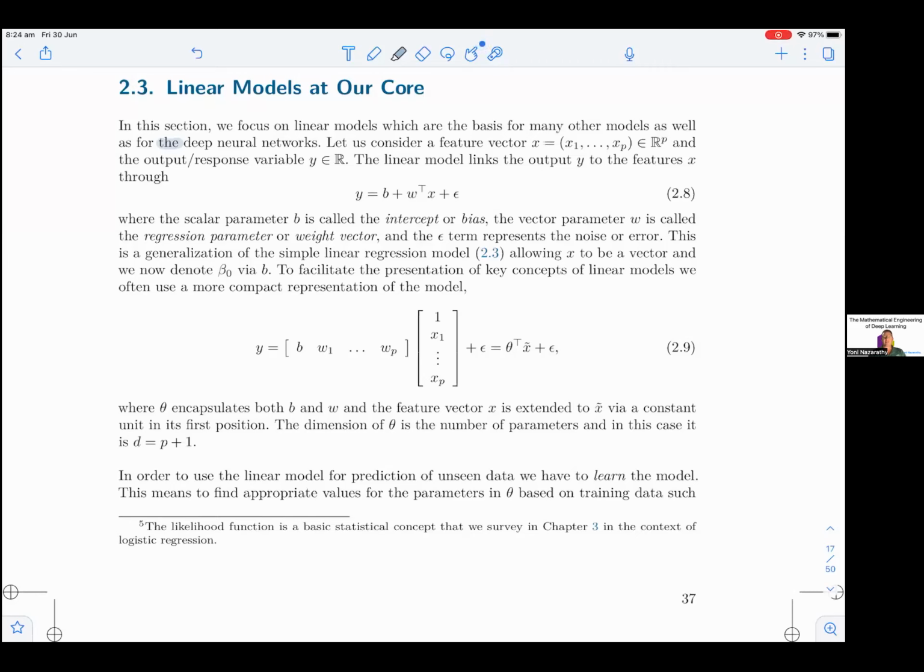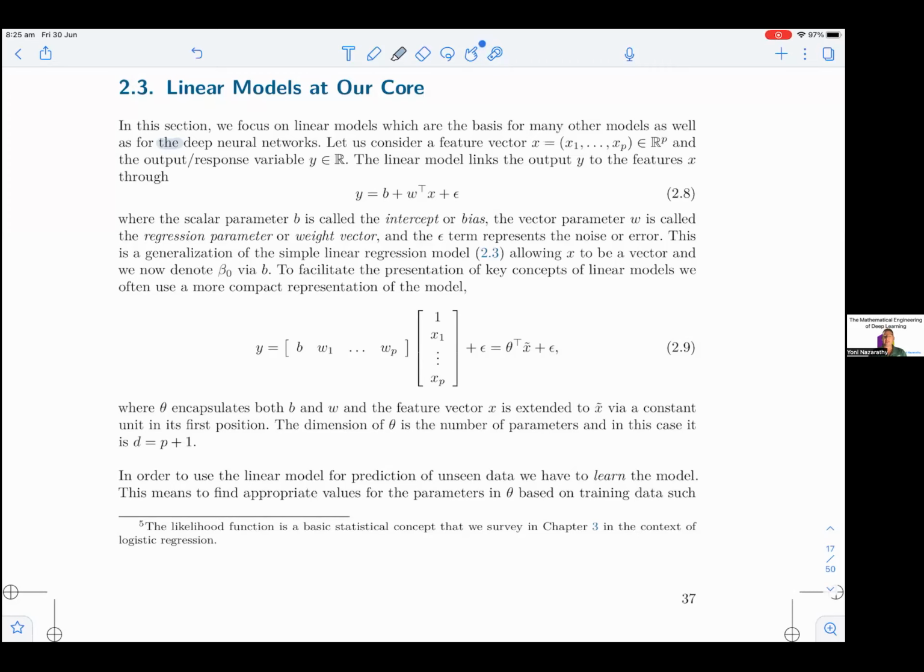Section 2.3, Linear Models at our core. In this section, we focus on linear models, which are the basis for many other models, as well as for deep neural networks. Let us consider a feature vector, x, which is x sub 1 up to x sub p, and that's an element of R^p. And the output response variable y, which is a real value.